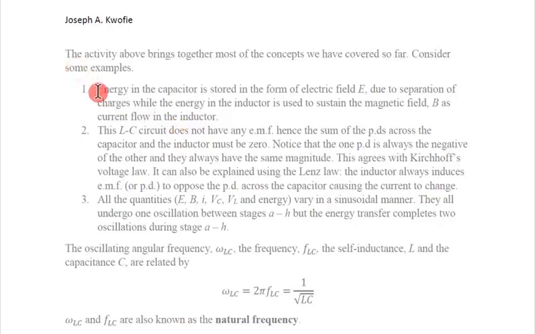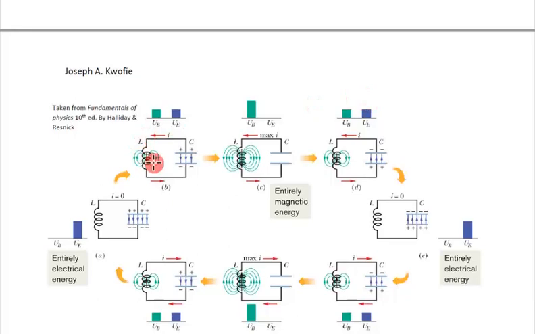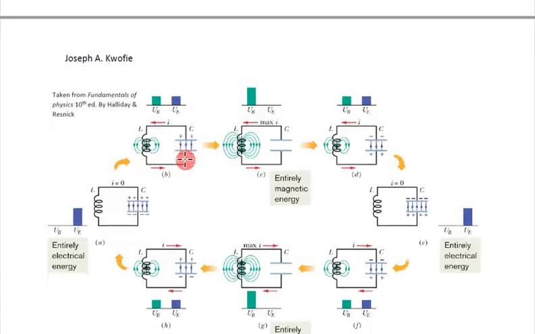Now, we should know, after completing the activity and watching the previous video, that the energy in the capacitor is stored in the form of electric field. This is what I mean. When charges are stored in the capacitor, that's when we have energy stored in the capacitor. But in the inductor, it is stored when we have the magnetic field. That's when we have current flowing through it.